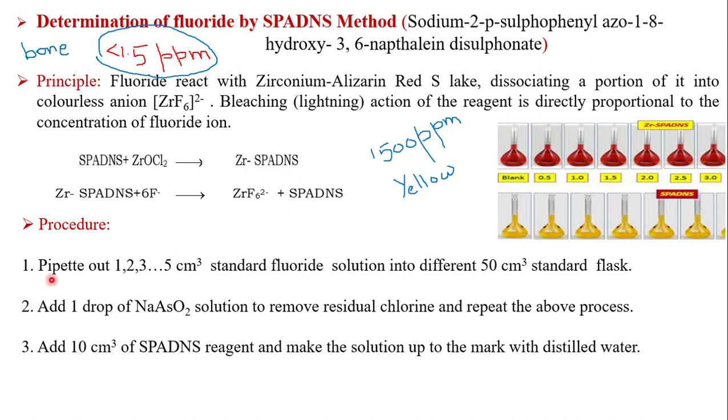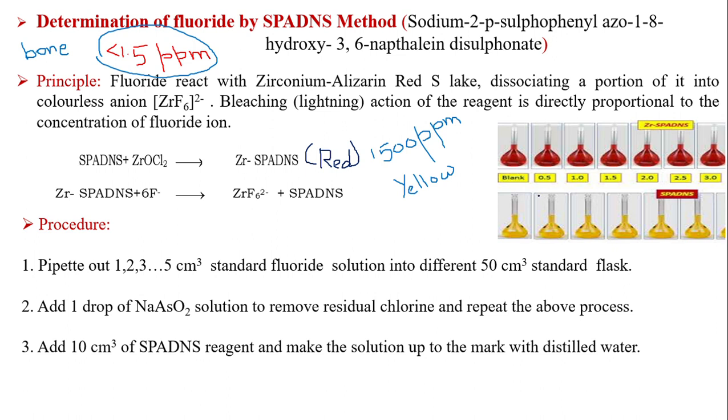So this acidified ZR-SPADNS will be red in color. I'll repeat again, it will be red in color. Hence we call this a red lake. So ZR-SPADNS is red in color. That is why it is called zirconium alizarin red lake. You can see here all these are ZR-SPADNS reagents. In the acidic medium, it gives a red color.